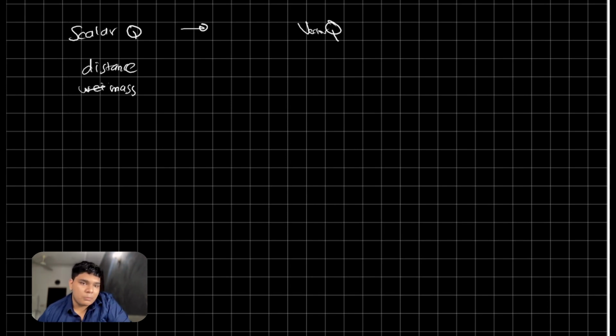So let's talk about mass first, because we'll get to distance later on. Its pair would be weight. A relevant vector quantity would be weight, and a relevant vector quantity for distance would be displacement. So let's talk about mass versus weight.